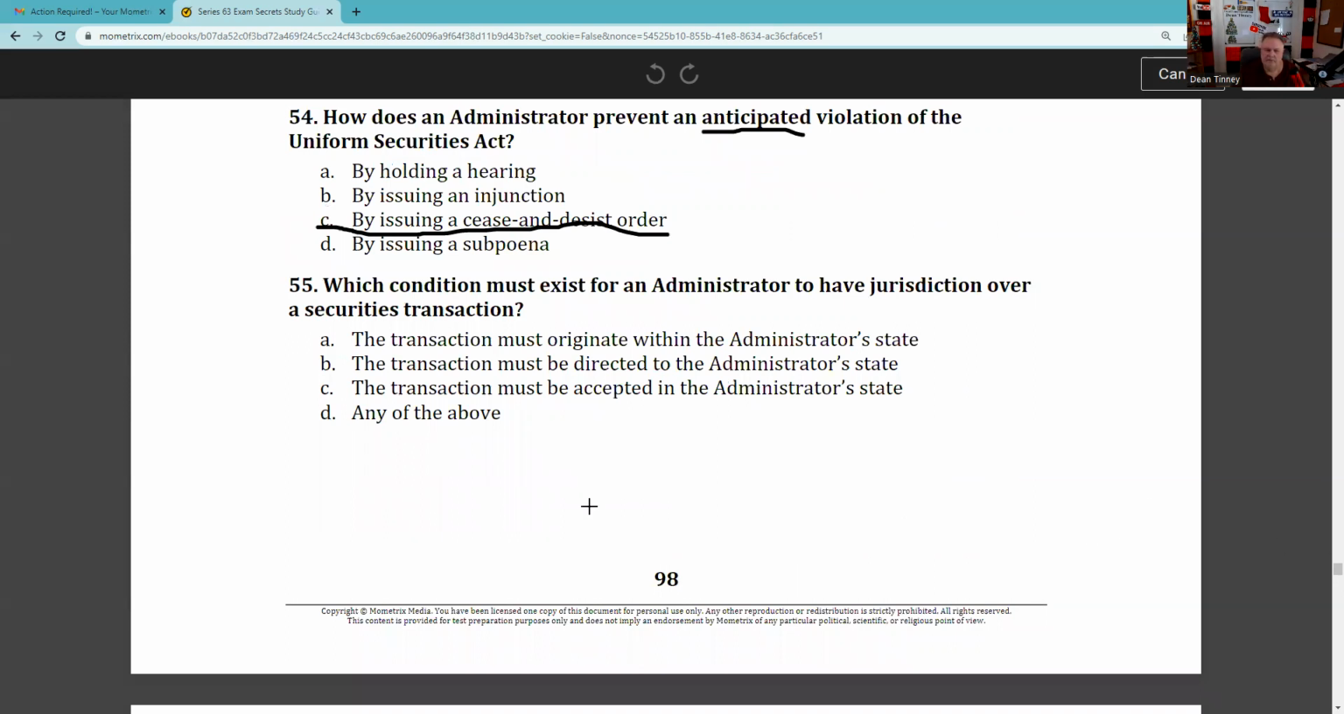I like this one. The transaction must originate within the administrator's state. So, I'm coming from Nevada, and the offer originates, right? And by the way, a sale or offer is the same as a securities transaction. So yes, Nevada. I direct it to California. So I directed my offer from Nevada to California. California now has jurisdiction. My customer says, Dean, let me think about it, and call me back tomorrow at this time, and I'll let you know whether I'm going to move forward with this recommendation, this offer, accepted, a sale transaction.